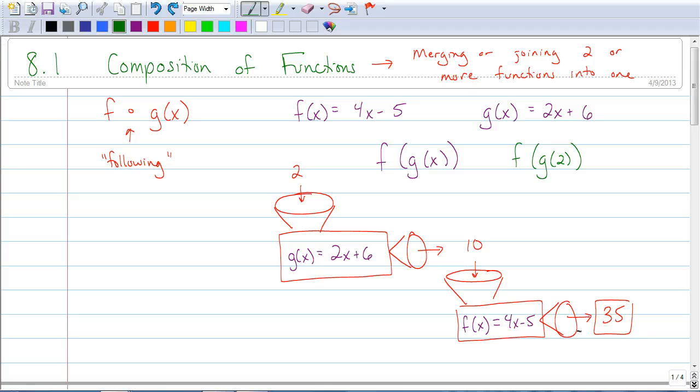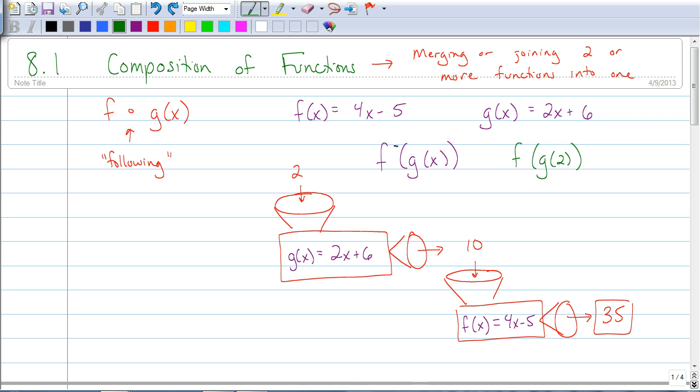But what if we have a problem like this, where it's f following g of x? So I don't have a number here, so I'm not going to get a number as an answer. If I just have an x inside of parentheses, I'm going to get an equation as an answer. And that's where this composition of functions comes in. We're going to merge these two functions together. I'm going to merge g of x and put it inside of function f.